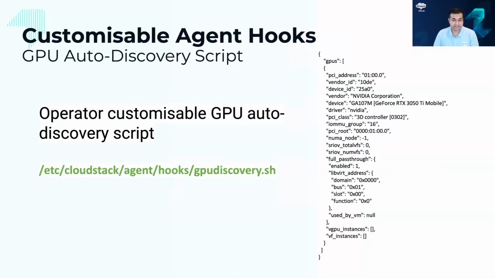To enable customization and flexibility for operators and cloud builders, we looked at what we can do so that every time there's a new GPU vendor or a new GPU model, we don't need to make changes in CloudStack. For that, we introduced some hooks, which we call the KVM agent hooks. The first one is the GPU discovery script. This is an operator-customizable script that you can customize on a per KVM host basis. So each host can have a heterogeneous set of GPU cards, vendors, and models, what have you. And this script basically reports the inventory to the CloudStack Management Server.